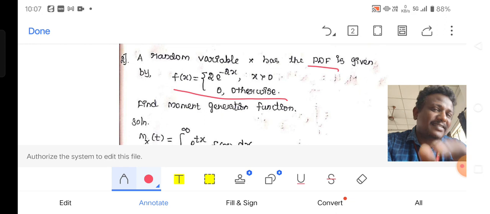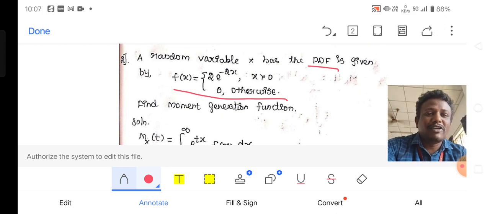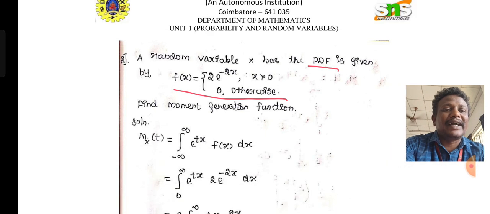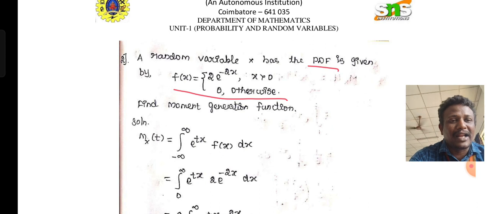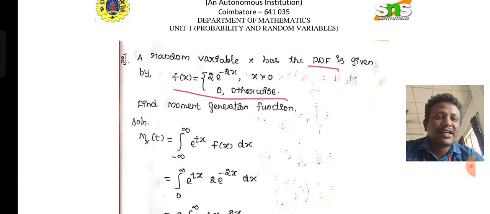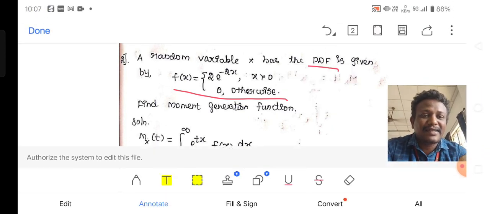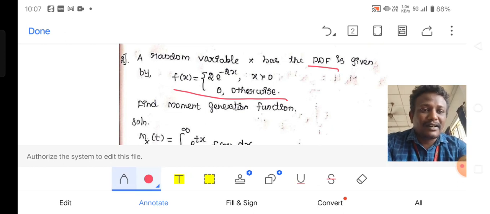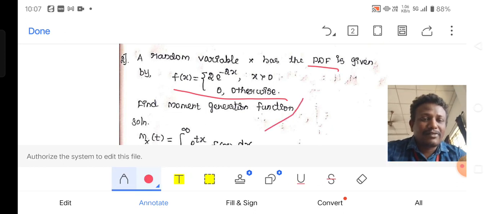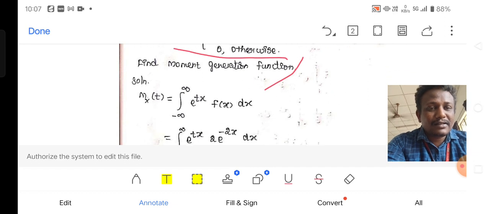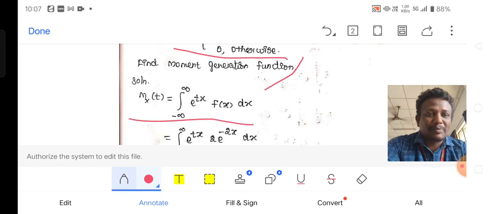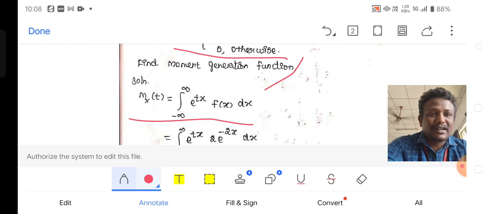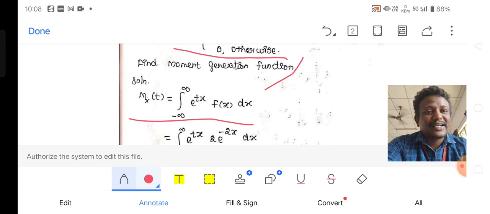If f of x is given, then obviously it is continuous type. If continuous type is given, then how do we find the moment generating function? First we have to write the formula. For continuous type, the moment generating function formula is Mx of t equals the integral from minus infinity to plus infinity of e to the power tx times f of x dx.